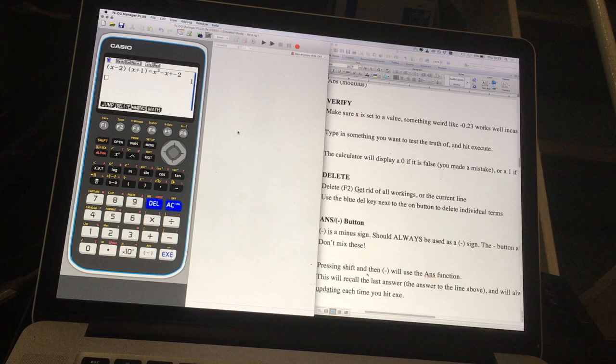You could use it for expanding cubics. You could check your long division with it as well. Basically, anything you're simplifying, you can type it in and verify. Now, verify only works if you've already given the calculator an x value. So I've already done that. You guys, I don't think, have.